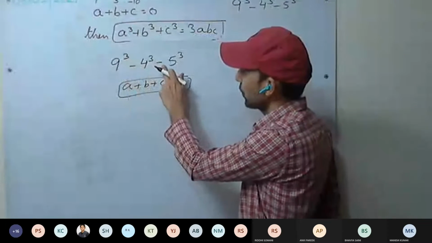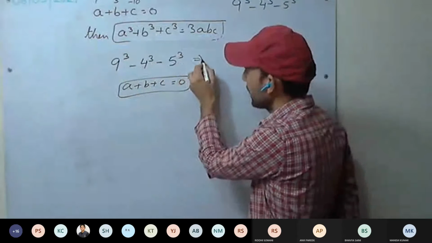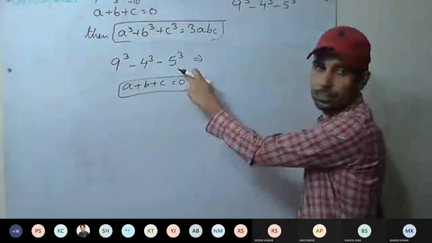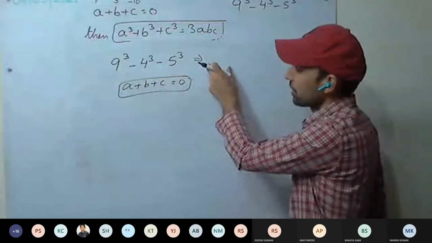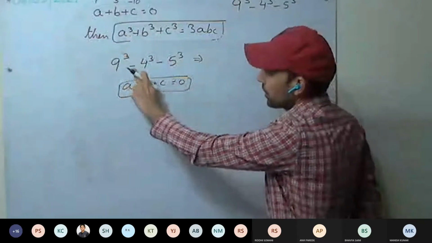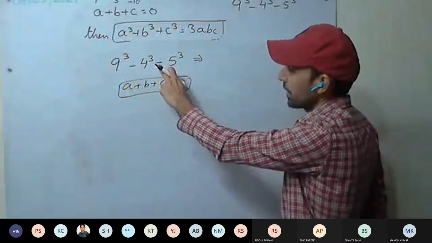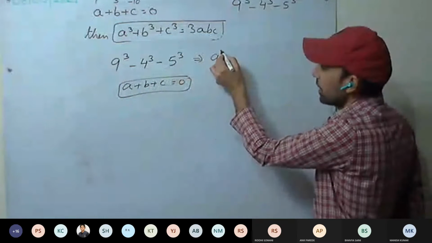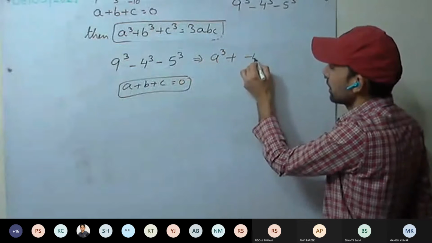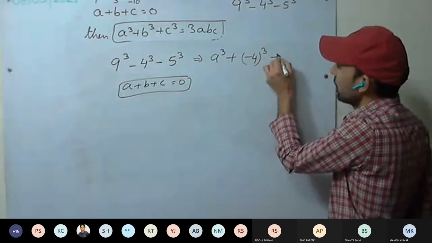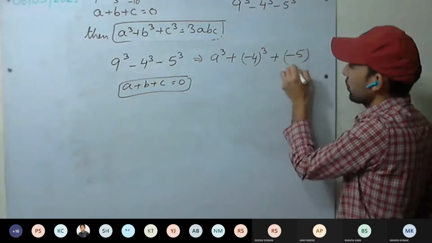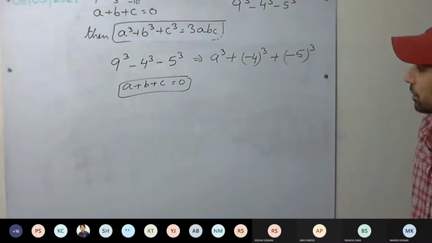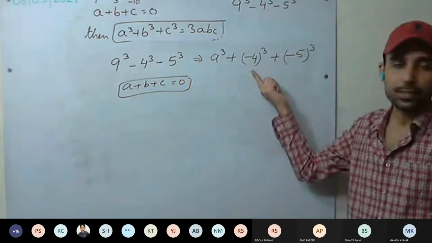So, see here, what is the given question? 9 cube minus 4 cube minus 5 cube. How can we rewrite this one? We have to get a cube plus b cube plus c cube. Here a plus sign, here a plus sign, but you are having a minus sign. Can we write it like this? 9 cube plus minus 4 cube plus minus 5 cube. Can we rewrite it in this form?